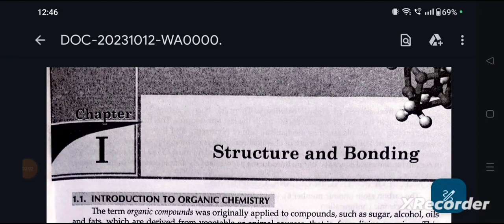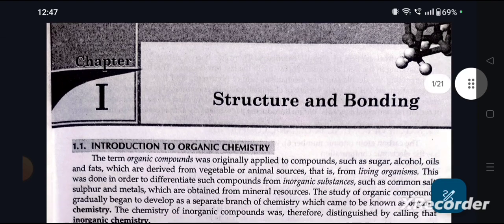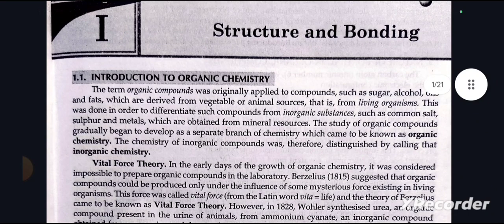Today I am going to make an audio recording for visually impaired students of the Organic Chemistry book of Dr. J. M. Sehgal, modern book. Name of the chapter is Structure and Bonding. 1.1 Introduction to Organic Chemistry.